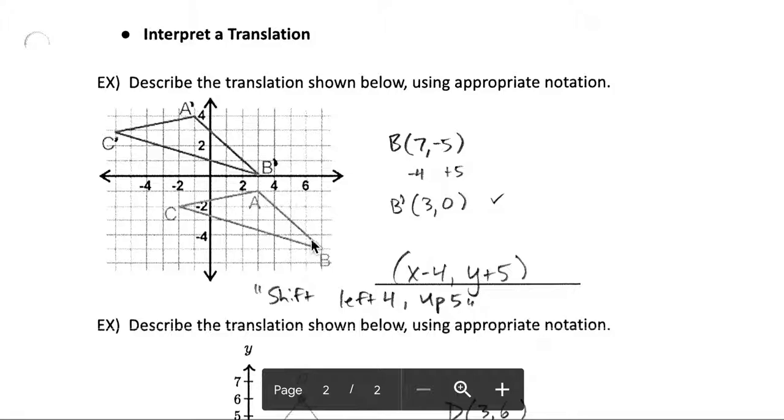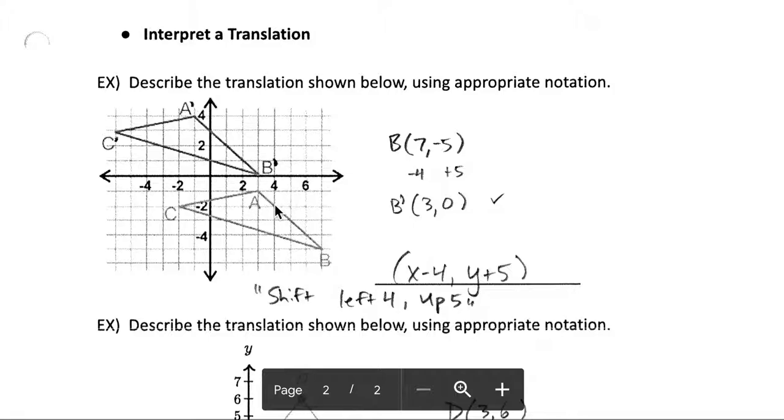Again, we're looking for a pre-image. Our pre-image or starting image is the figure that doesn't have apostrophes, just capital letters. The points that have apostrophes show us that that's our transformed or moved figure. So we started with the bottom triangle and moved to the top.